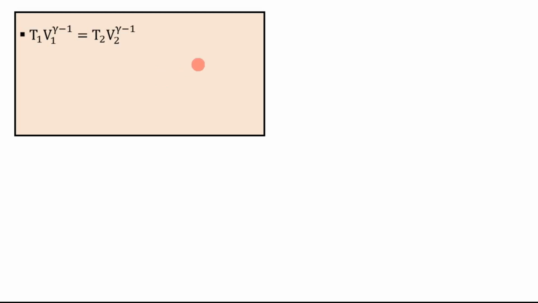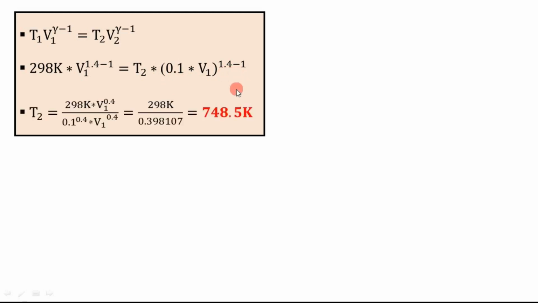So we have the temperature T1, and we have V1. This is the gamma minus 1. The gamma was given. We also have the T2 that we need to calculate. The V2 is equal to 0.1 times V1. Then we replace the gamma minus 1 here. So we get T2, which is equal to 748.5 Kelvin.